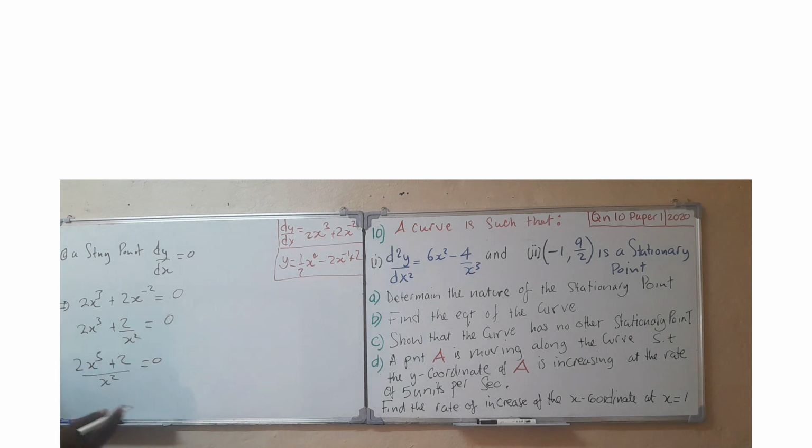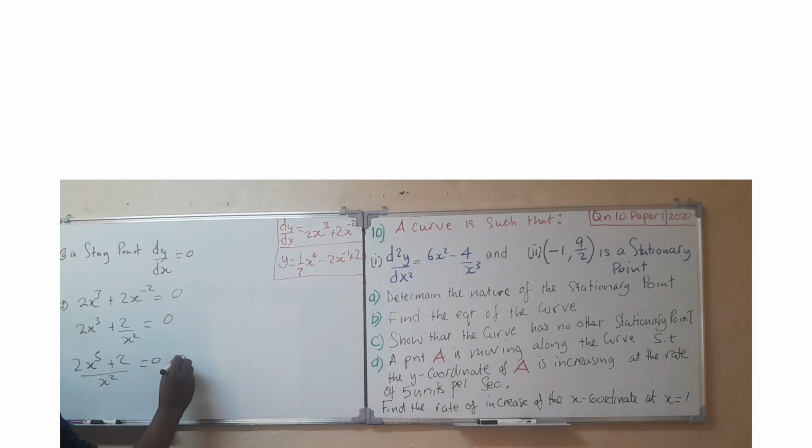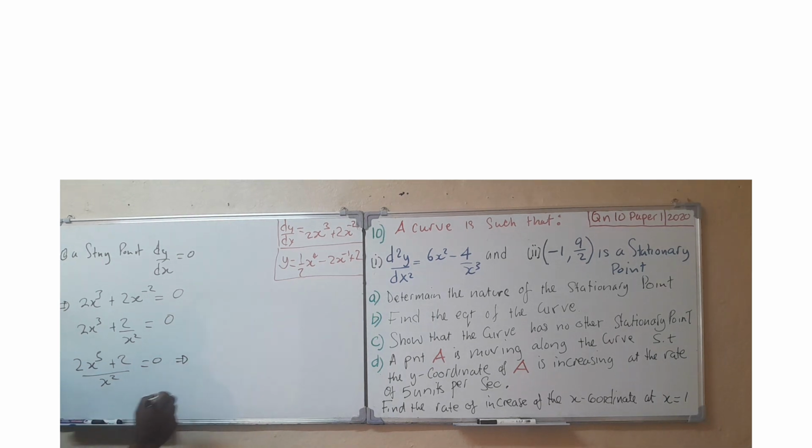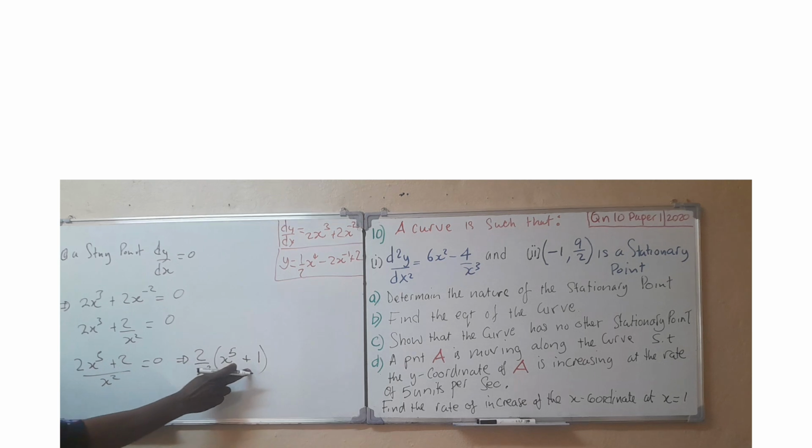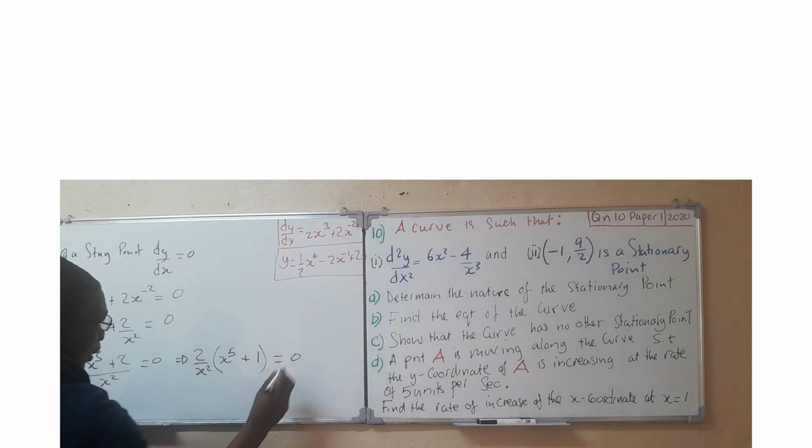I can bring out the 2 over x squared and write brackets here. It goes x to the power 5. Here it goes 1 time. You see, I factored out the 2 and this one here, so it goes that times and once there, and this is equal to 0.